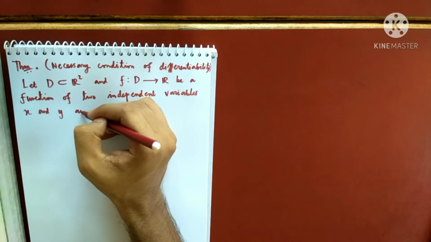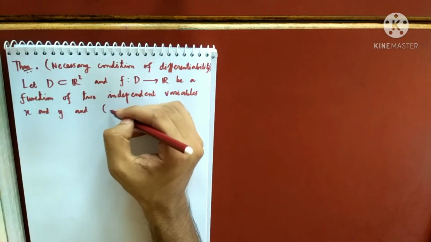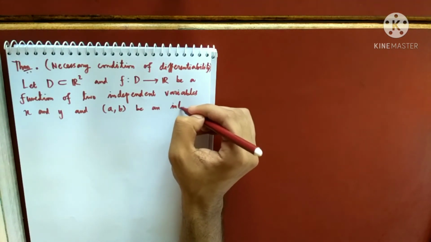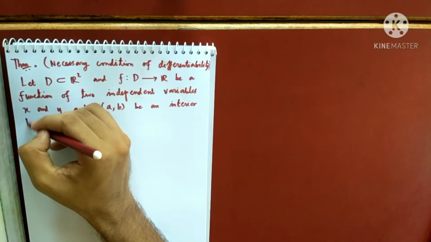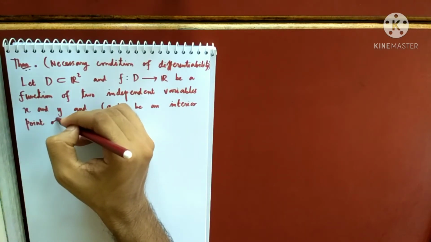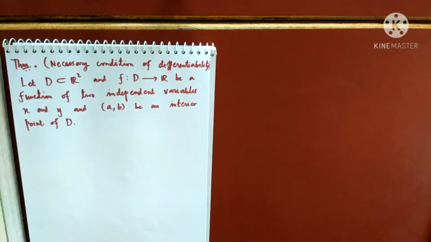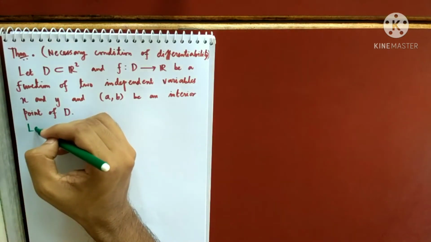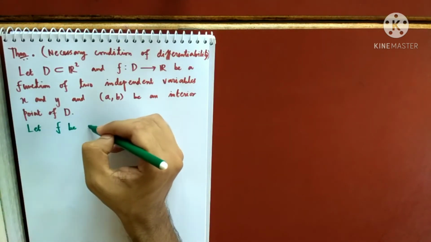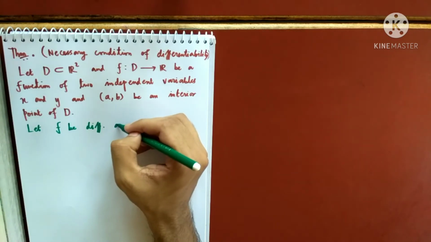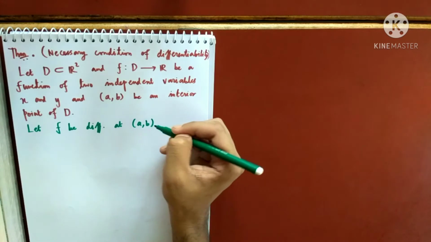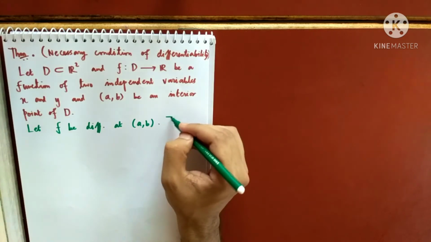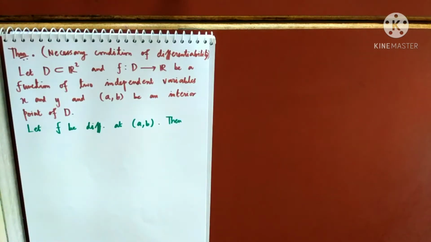And suppose a comma b is an interior point of D, the interior point of the domain, where I can talk about differentiability. Now what I am assuming is that the function is differentiable at a comma b. Let f be differentiable at the point a comma b. Then two things will happen as guaranteed by the definition.